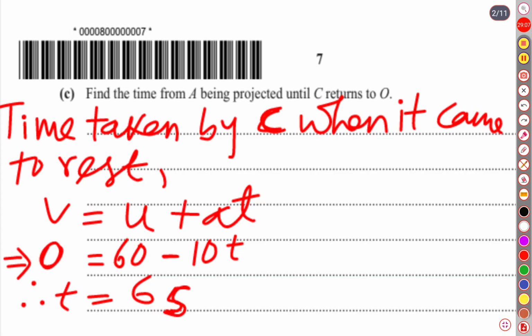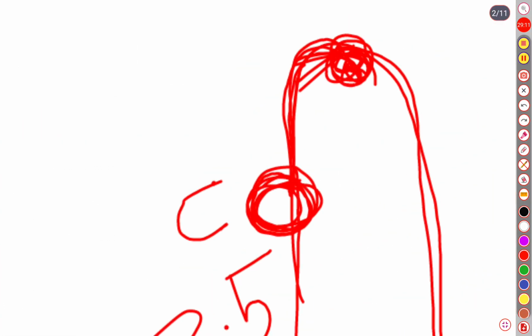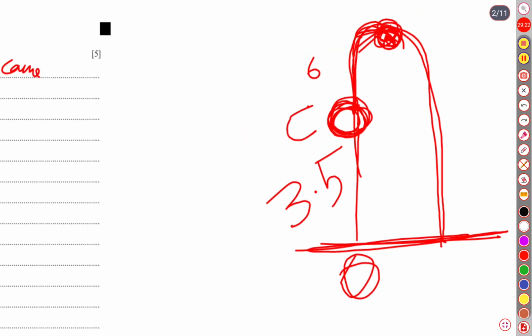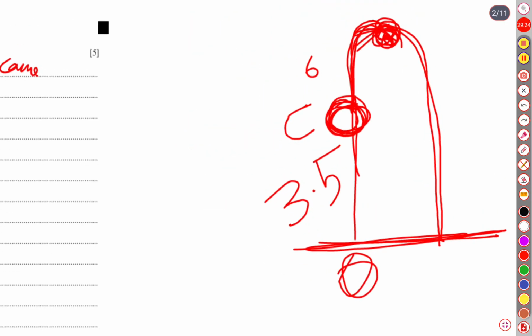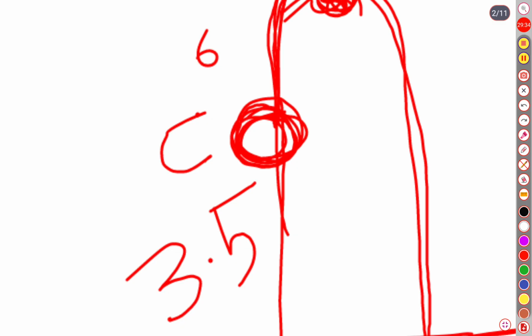Let us write the time taken to reach here. It took how much? 6 seconds. First, until it reached the point of collision, it took 3.5 seconds. Now it has taken 6 seconds. Let me change the ink. On changing the ink, I am going to rewrite them.